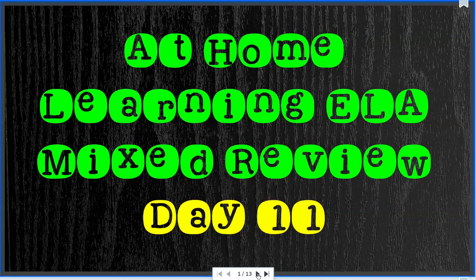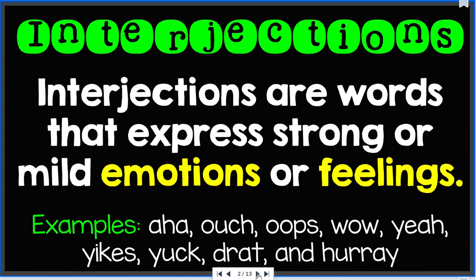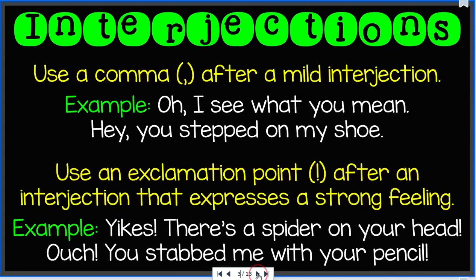The focus of today's lesson is to review many of the ELA standards you learned throughout the school year. Interjections. Interjections are words that express strong or mild emotions or feelings. Examples include aha, ouch, oops, wow, yay, yikes, yuck, drat, and hooray.